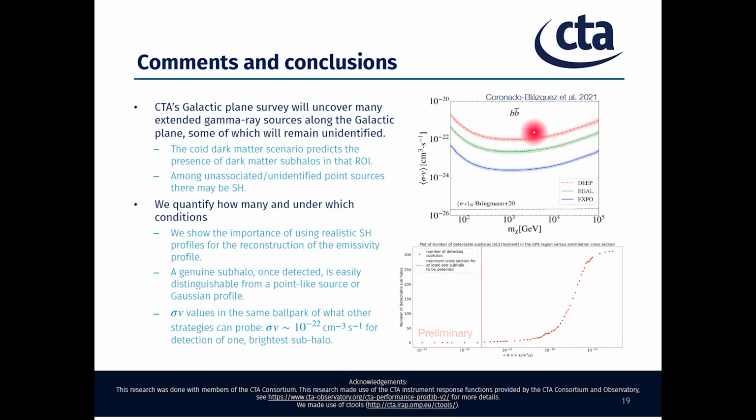So comparing with other observational strategies for CTA, we get to the conclusion that for detecting one subhalo, we would have to reach sigma V of 10 to the minus 22 centimeter cubed per second. That's all.